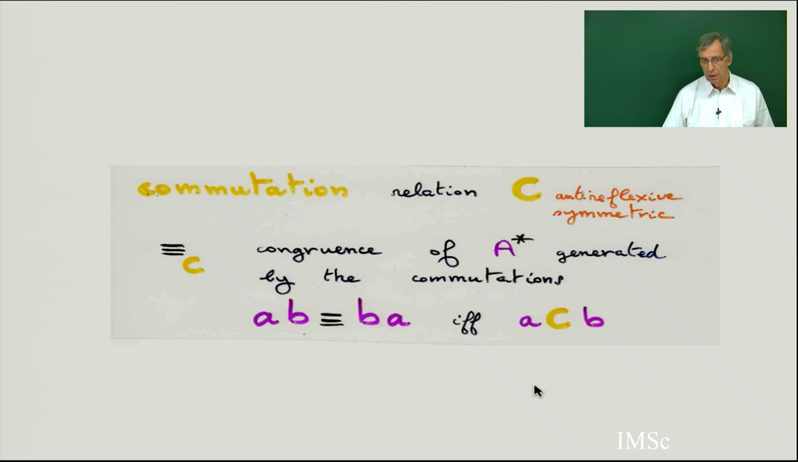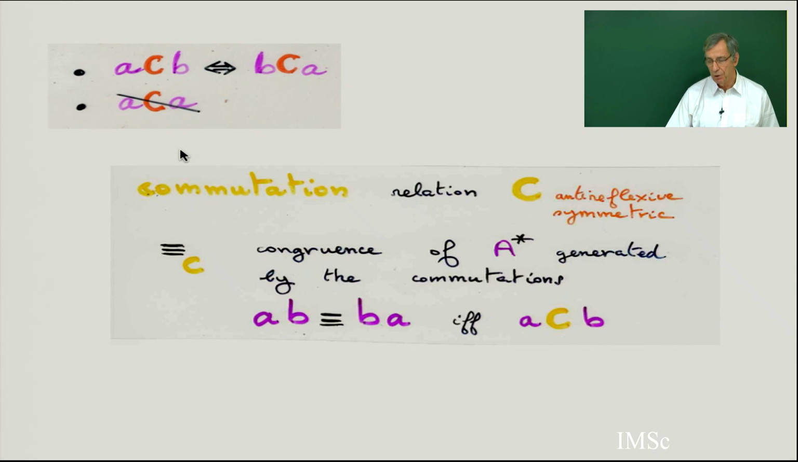Now I go back to my commutation relation. So I have a binary relation, the partial which defines the commutation relation. So it's a binary relation which is anti-reflexive and symmetric. What does it mean? Symmetric: if you have A and B in relation, then it's equivalent to say that B and A are in relation. And anti-reflexive means that A is not in relation with A.